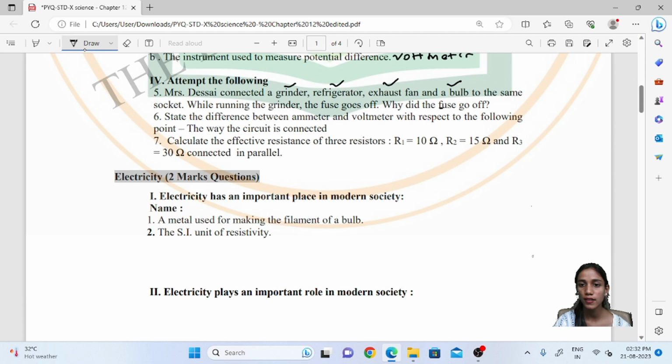Okay, now this is the application. Here we have to use the application of fuse. Now, first of all you have to say that all these are connected on the same socket, so there will be overload of current. There will be overload of current, and as there will be overload of current, there will be a large amount of heat generated. And when there's large amount of heat generated, what happens to the fuse? How the fuse functions in this case? The fuse wire melts and the circuit breaks. And in order to protect all these equipments, the fuse goes off. Okay, so this will be the answer for this question.